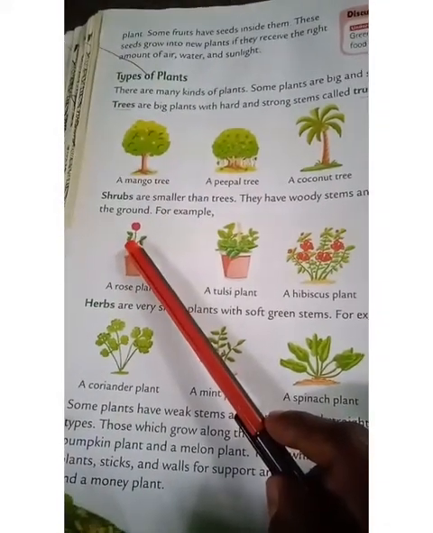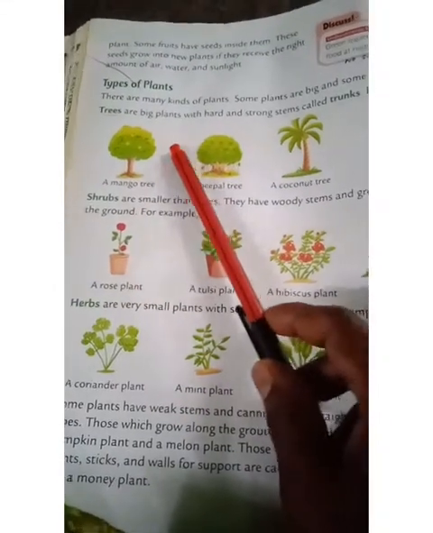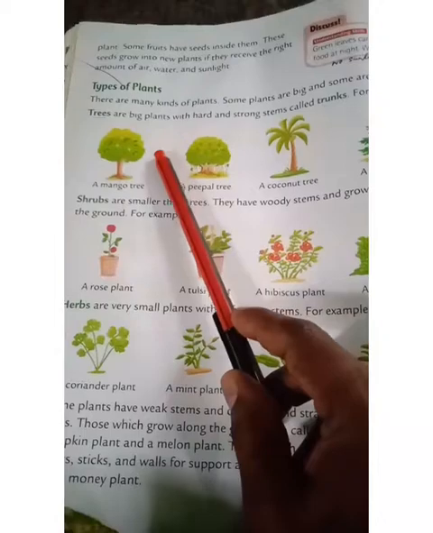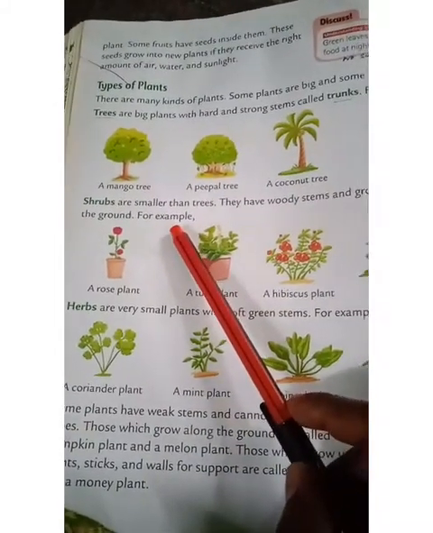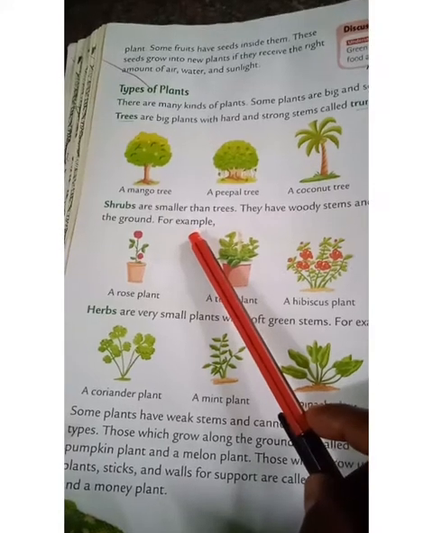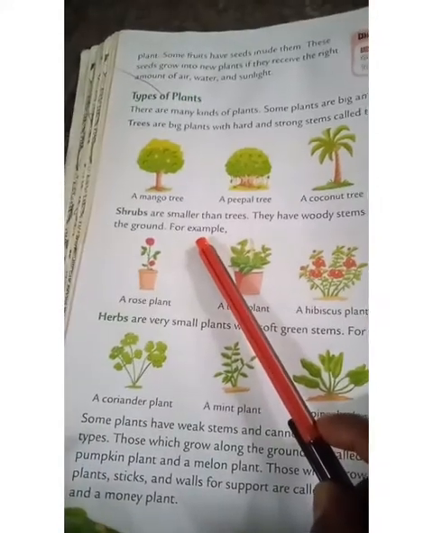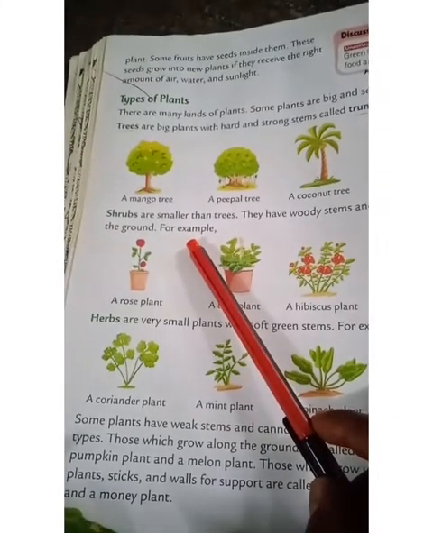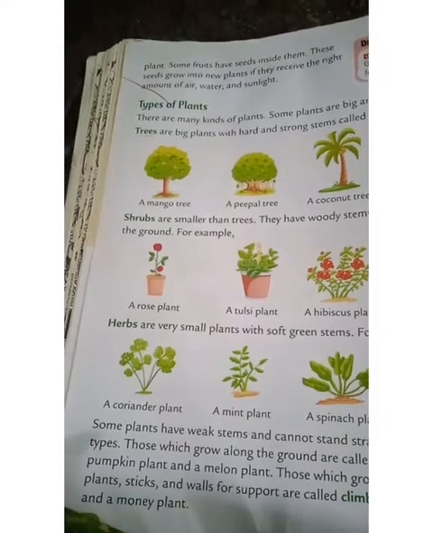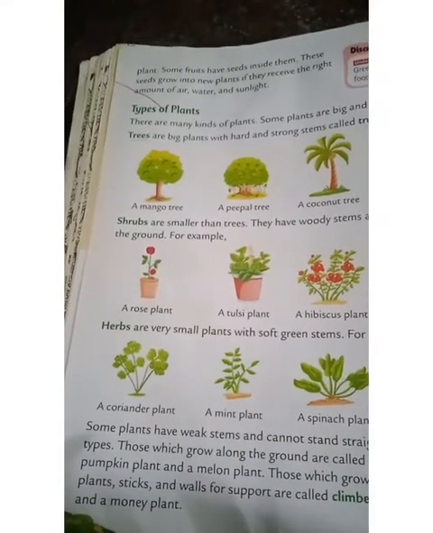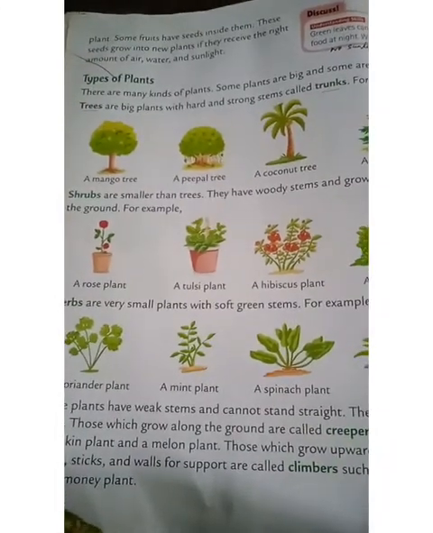So types of plants, small plants. Some plants are big plants that are trees, and some plants are small. So that is three types of plants: shrubs plants, herbs plants, climbers and creepers plants.